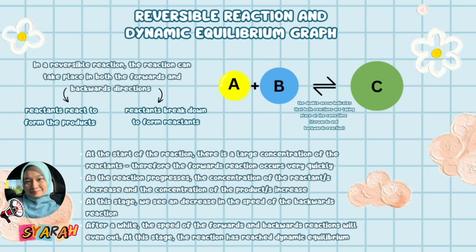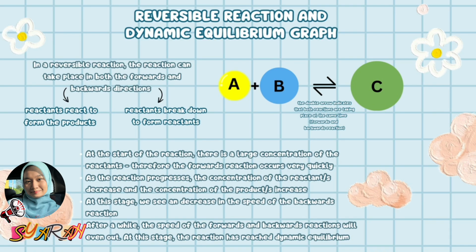At the start of the reaction, the concentration of reactants A and B is very high. This is because the forward reaction happens very quickly and produces more product C. As the reaction continues, the concentration of reactants decreases, while the concentration of product increases. This is because the forward reaction slows down, while the backward reaction becomes faster.